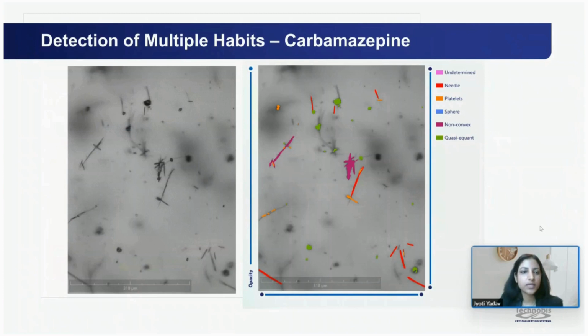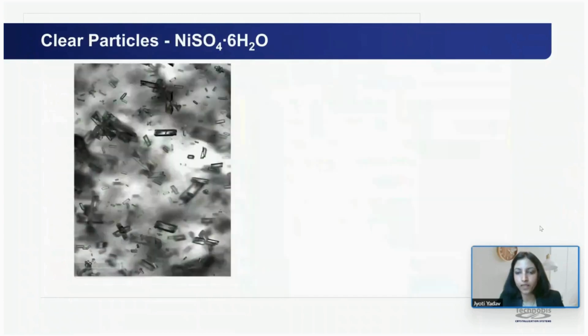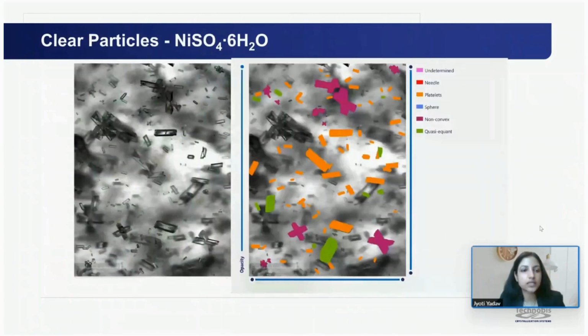Next, overlapping particles can also be easily detected by the software. Here you can see that different needles which are overlapping are detected as separate crystals by the AI. Next, and here you can see that again the different particles are detected in different colors with different shades of the crystals.